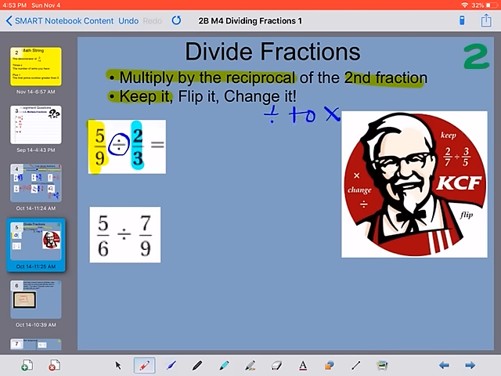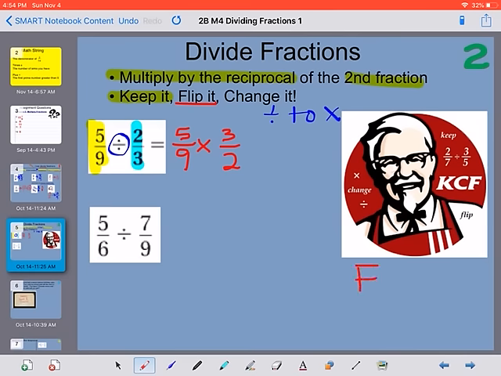And if you really want to know why that is, you can ask me and I can explain it. But the easiest way to explain how to divide fractions is to multiply by the reciprocal. So we're keeping 5/9. We're flipping our second fraction. 2/3 becomes 3/2. And then change your division to multiplication.